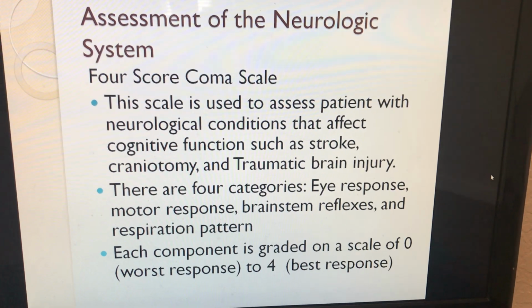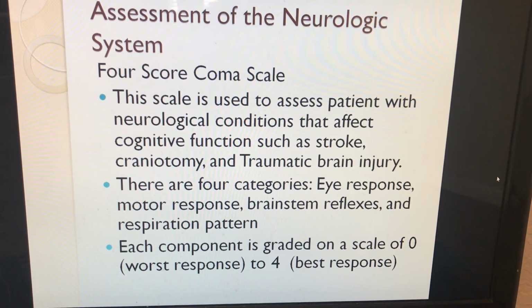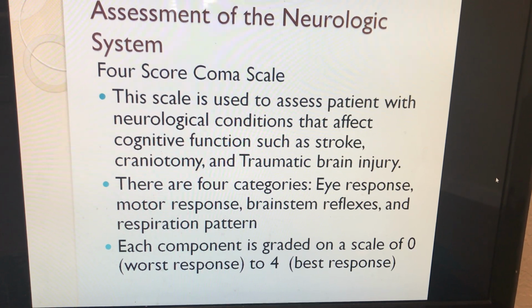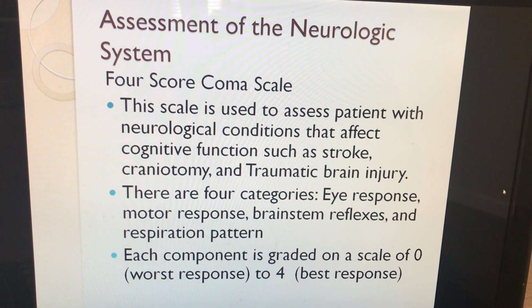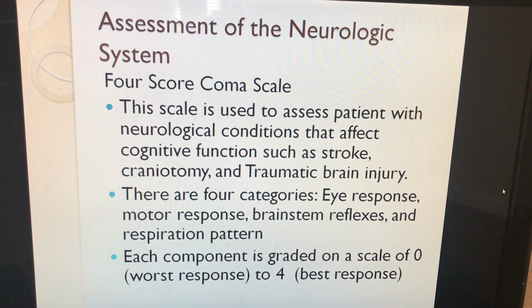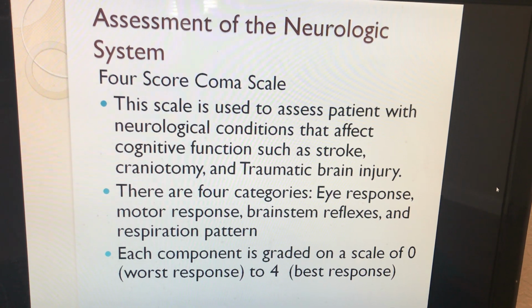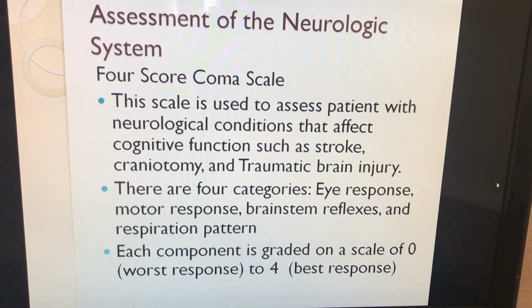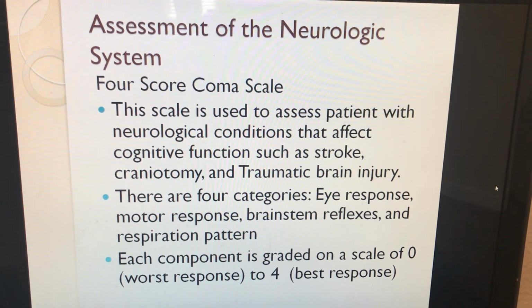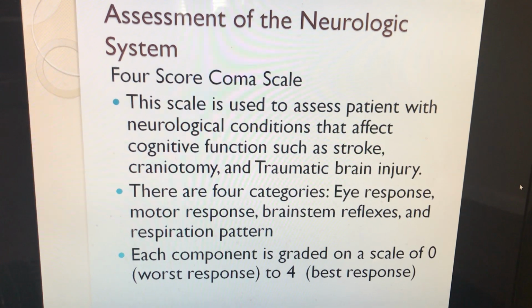You also can use the FOUR score coma scale. This scale is used to assess the patient with neurological conditions that affect cognitive function, such as stroke, craniotomy, and traumatic brain injury. There are four categories: eye response, motor response, brainstem reflexes, and respiration pattern. Each component is graded on a scale of 0 to 4, with 0 being the worst and 4 being the best.